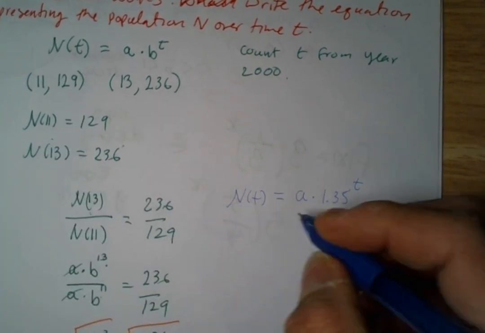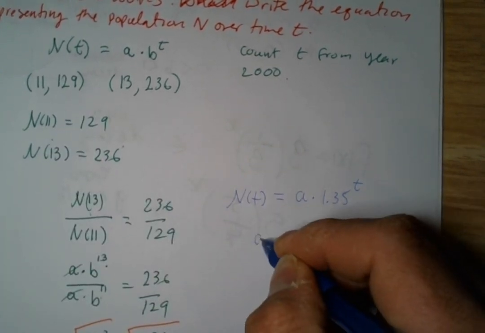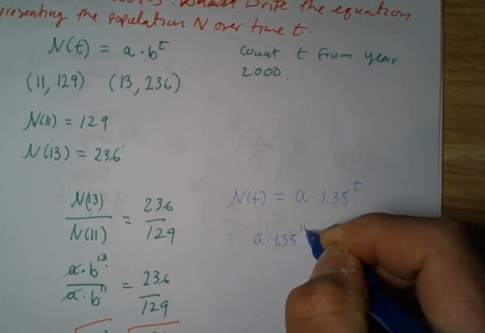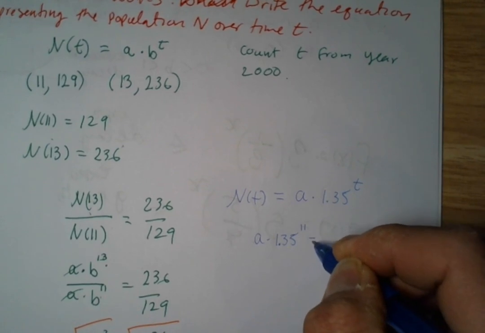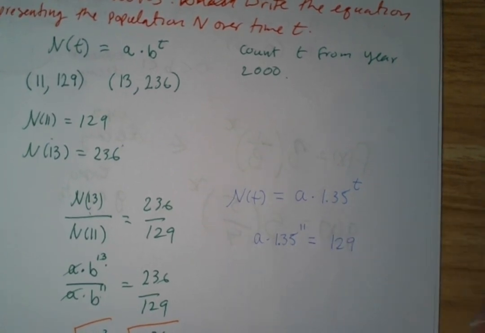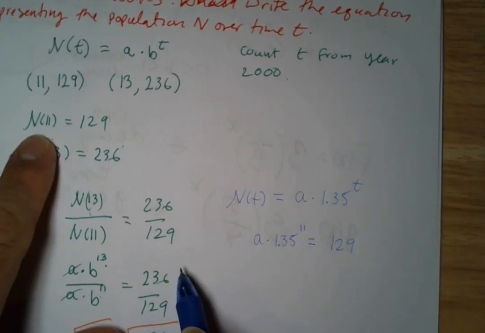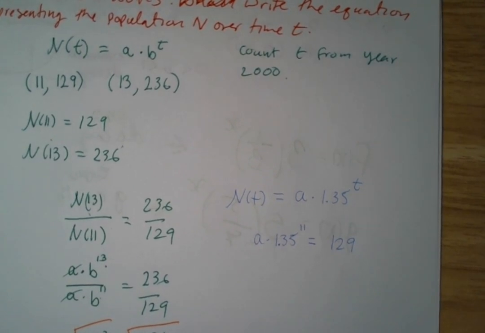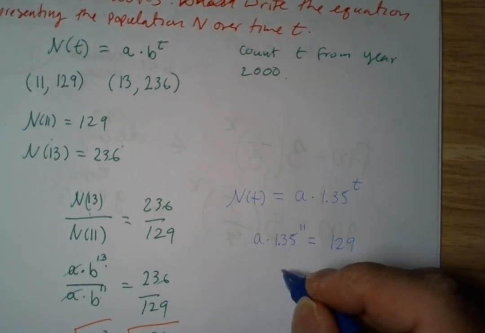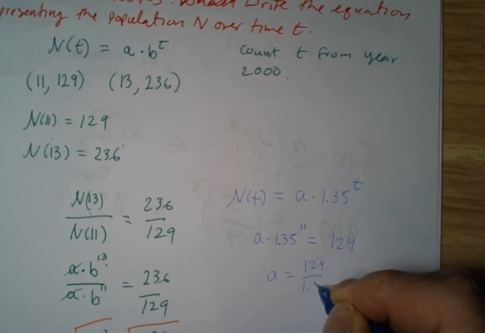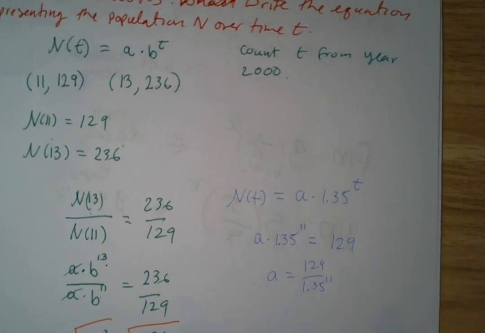Here I'm going to choose N of 11, so I'm going to say a times 1.35 raised to the 11th power is equal to 129. Here I'm just using this fact. I just need one of them. You could have chosen that one as well. And then now I just divide. So a is going to be 129 divided by 1.35 to the 11th power.